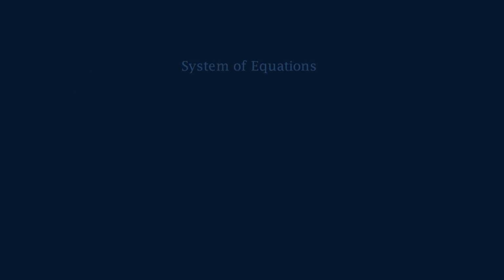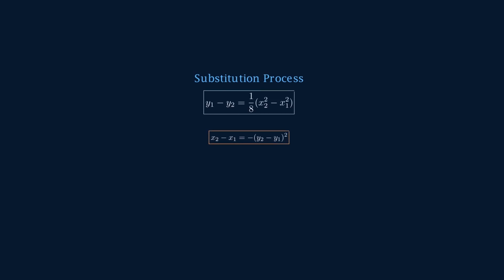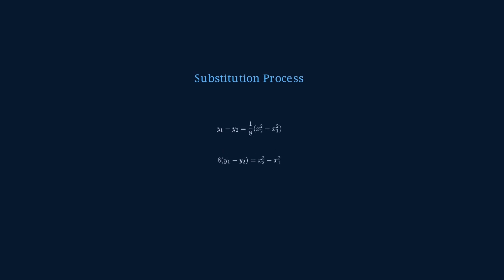Combining these two equations carefully and explicitly, we have a system to solve. 1/8 (x2² − x1²) = y1 − y2, and x2² − x1² = −(y2 − y1)². Notice carefully the symmetry here. Substitute the first equation into the second, clearly linking vertical and horizontal distances directly: 8 times (y1 − y2) = −(y2 − y1)².